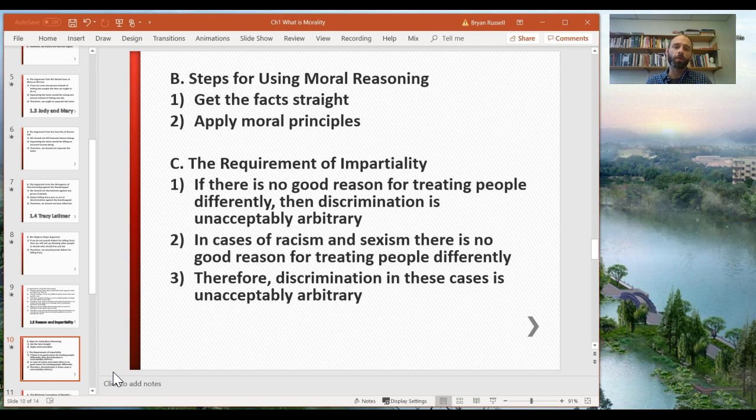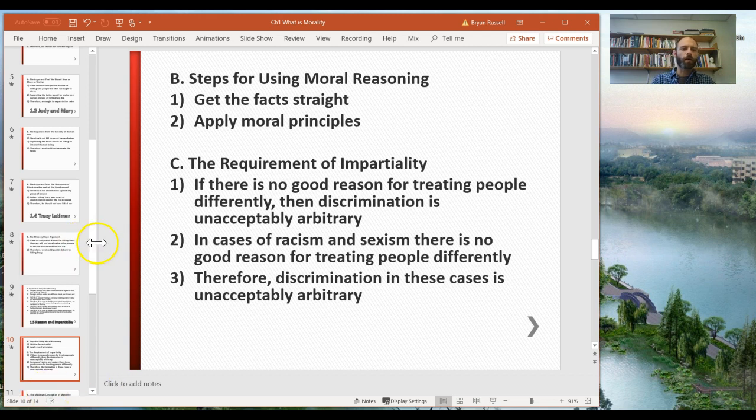We should reject those. And Rachels argues we should be impartial. We should consider the facts of the case. We should consider the moral principles. We shouldn't discriminate against people because of these non-morally relevant features of people.